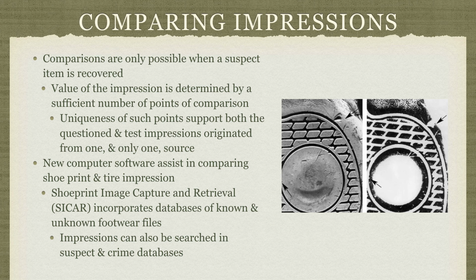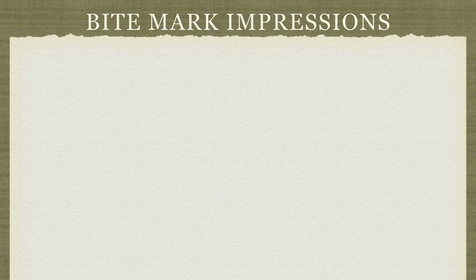When comparing these prints, most of the time what they're going to find are class characteristics. It has to be through careful examination to find those individual characteristics that are formed from the way that somebody walks or how the tire has worn down as it's been driven. If they're just looking at the class characteristics, they cannot entirely exclude other possible sources. They have to look for those individual characteristics.